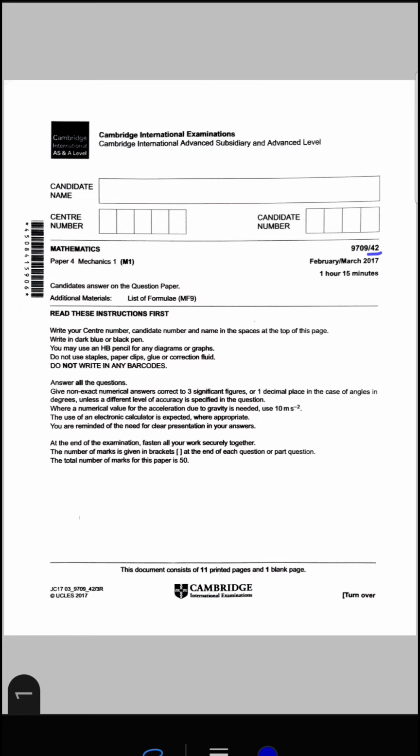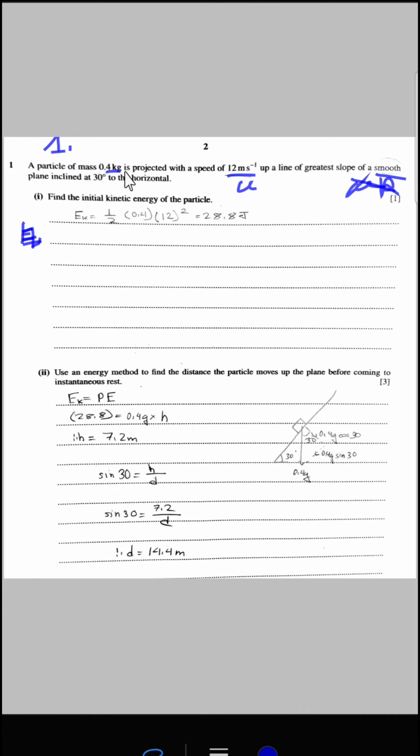429709. A particle of mass 0.4 kg is projected with a speed of 12 meters per second. That means the value of u, the initial speed, is 12 meters per second up the line of greatest slope of a smooth plane. As the plane is smooth, there is no effect of friction, so we can eliminate the μR part for this question.